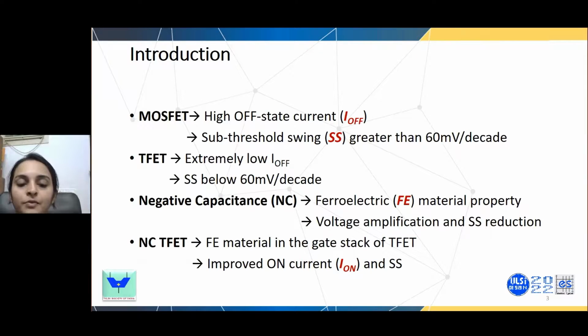And the most recent topology is negative capacitance TFET. Negative capacitance is a unique property of ferroelectric material which provides voltage amplification and subthreshold swing reduction. So in the case of an NC FET, the ferroelectric material is placed in between the gate metal and the gate insulator. So the gate stack has a gate metal, a ferroelectric layer, and an insulator. With this topology, the on current gets improved and the subthreshold swing gets reduced.